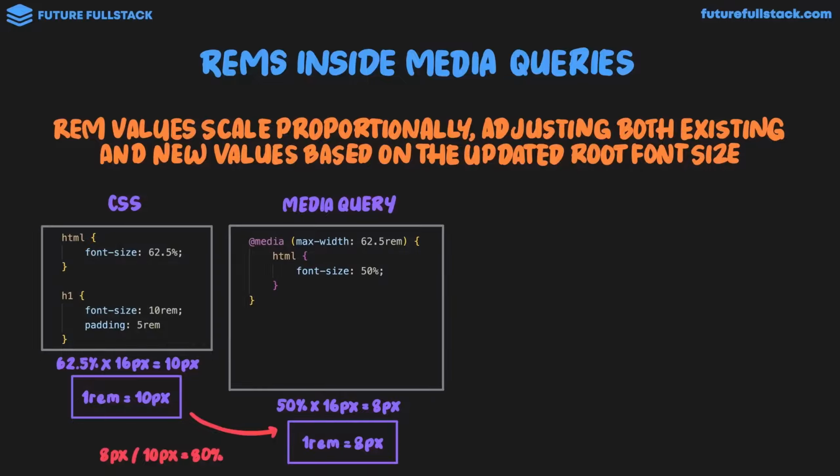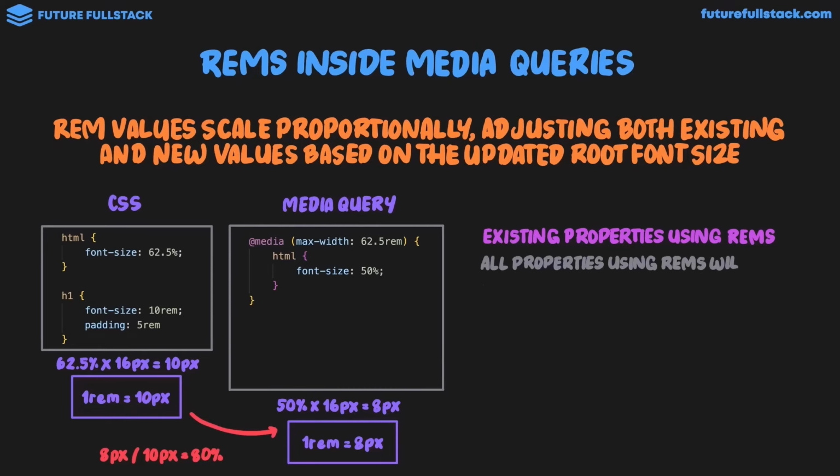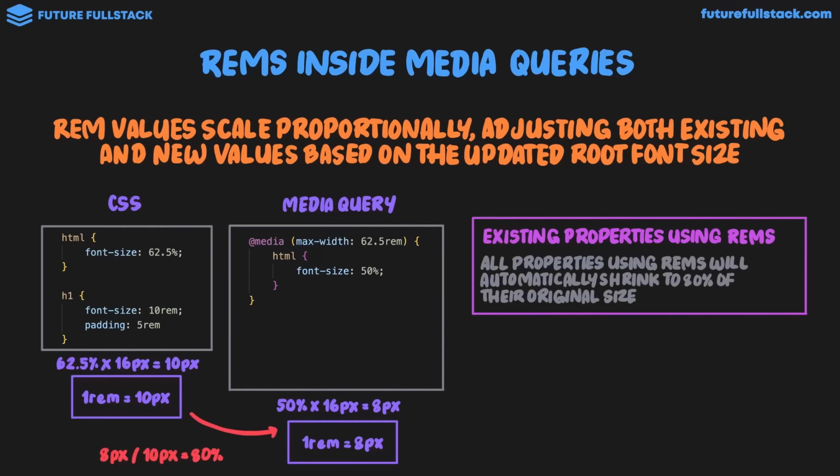So let's first look at how this affects existing properties using rems. When I say existing properties, I mean properties already defined in our CSS. In this case, the H1, which has a font size of 10 rem and a padding of 5 rem. All properties using rems will automatically shrink to 80% of their original size. So the font size was originally 10 rems and had a padding of 5 rems, which means the font size is 100 pixels, 10 times 10 pixels, and the padding is 50 pixels, 5 times 10 pixels.